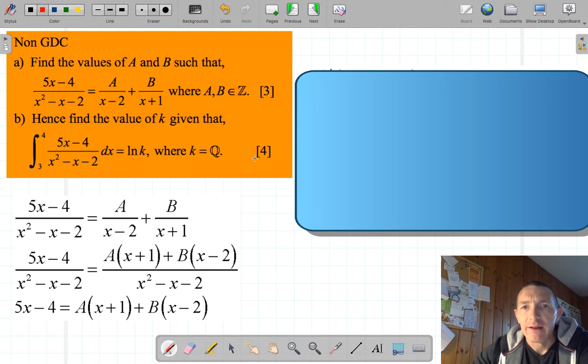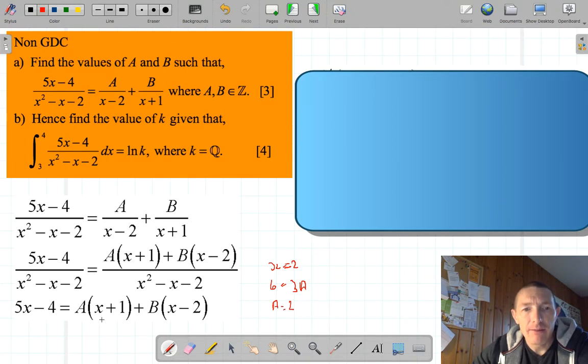Now that helps me because I can make x anything I like. So I need a bit of space, maybe just over here. I'm going to make x equal to negative 2. Let's choose negative 2 to begin with. When x is negative 2, the reason I've chosen that is that bracket becomes 0. So it leaves me with 10 take away 4, and negative 2 plus 1, 3A. So I can see that A is 2. So that's a good start.